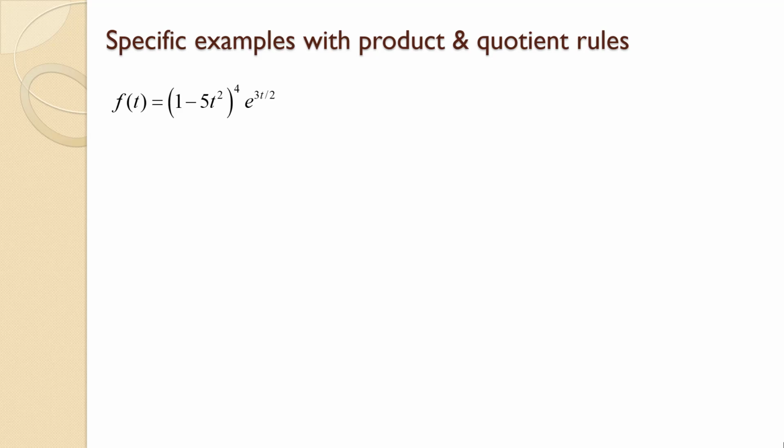Here's a quick example of using the chain rule inside a product rule. So I'd like to know the derivative of this expression. So to do so, the derivative of f in terms of t is, writing out slowly, I take the derivative operator and apply it to the product that I have, 1 minus 5t squared to the 4th power times e to the 3 halves t.